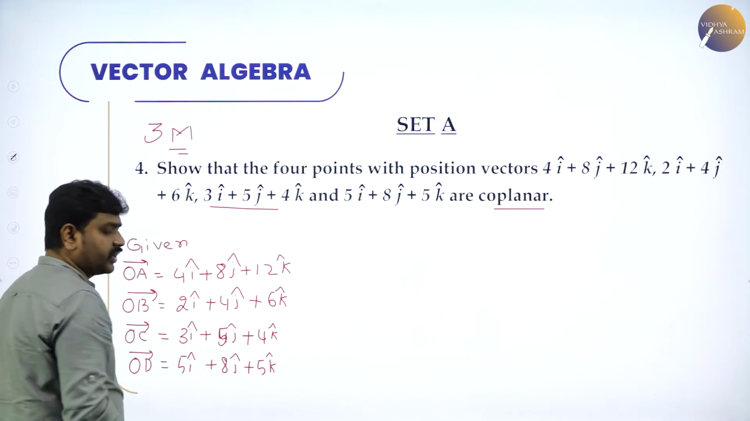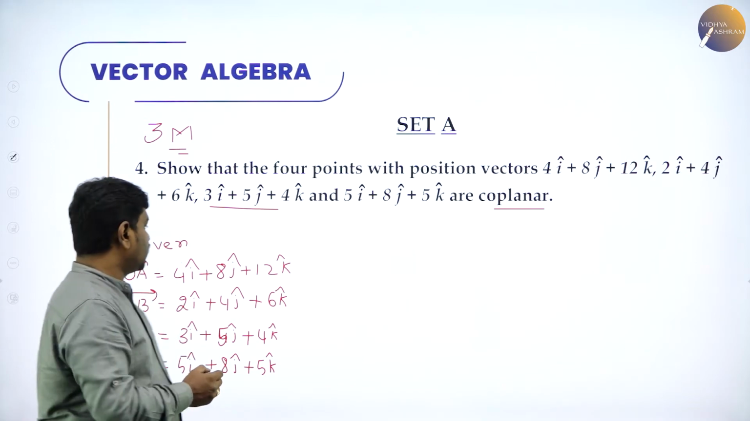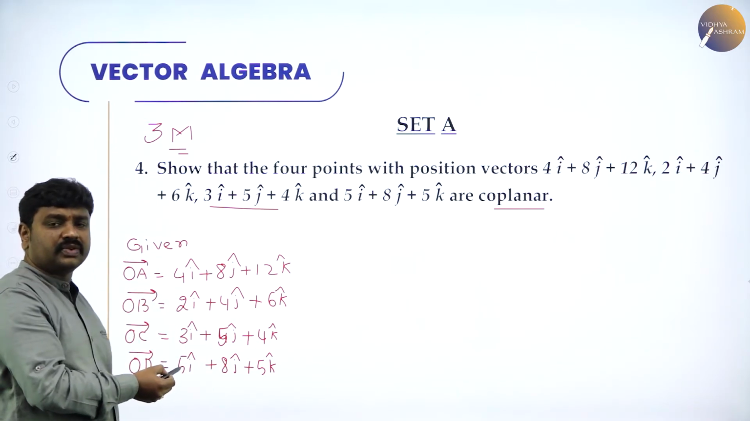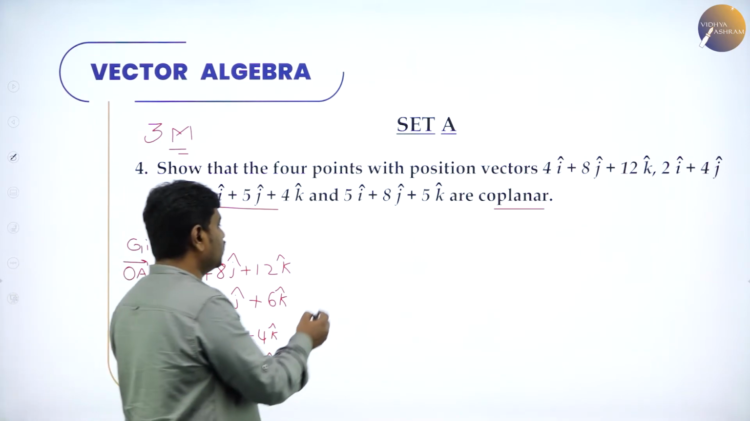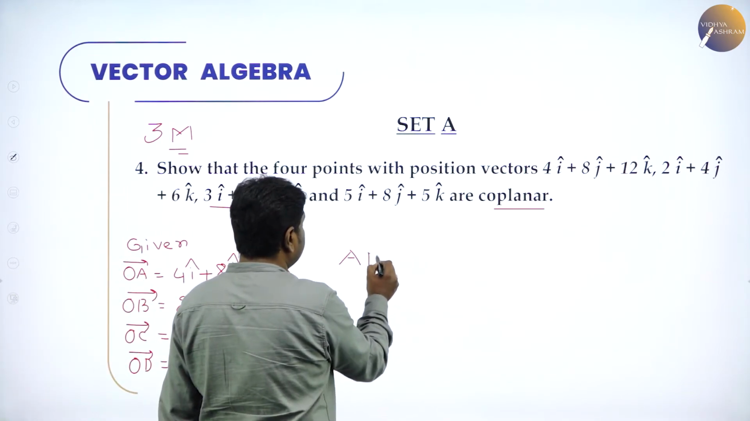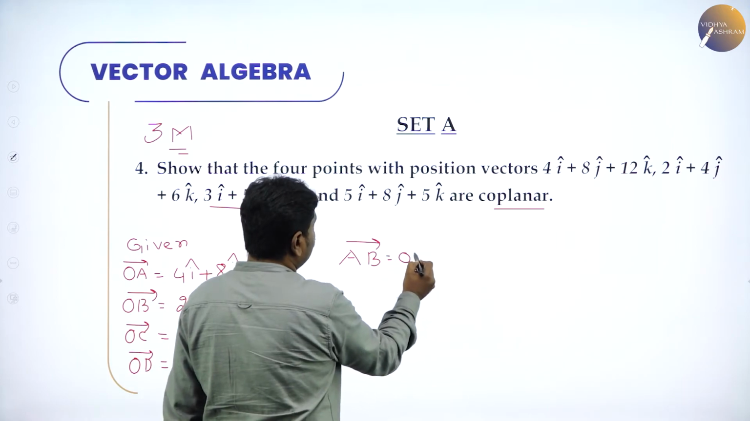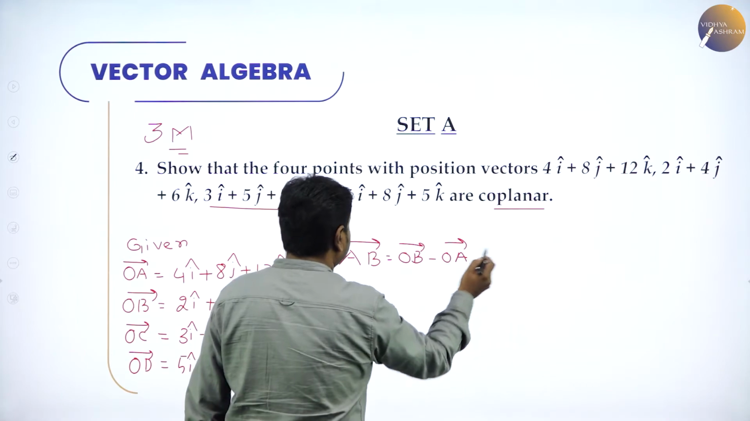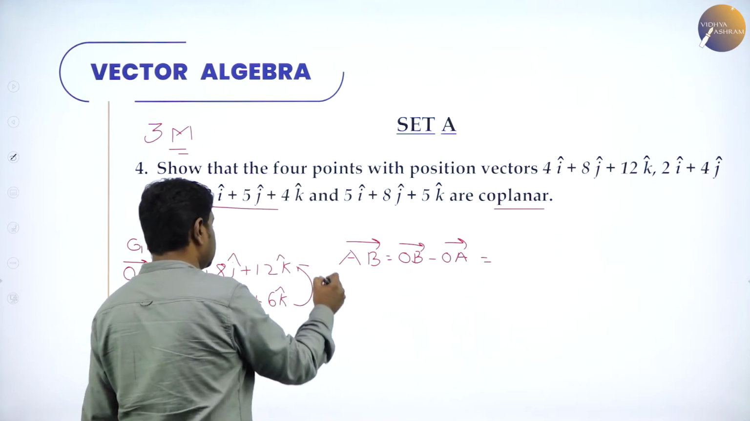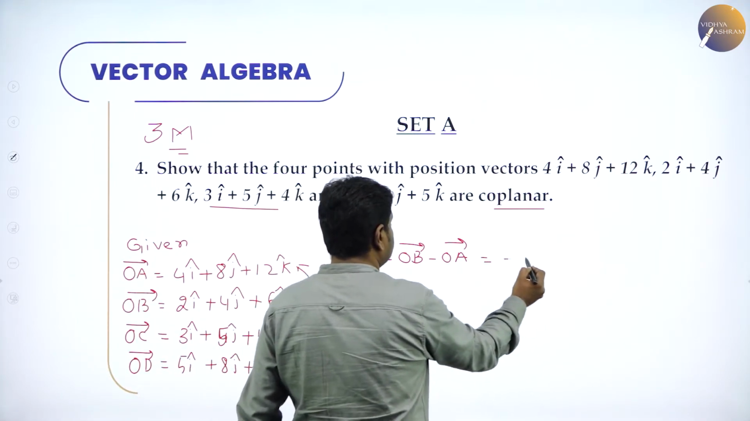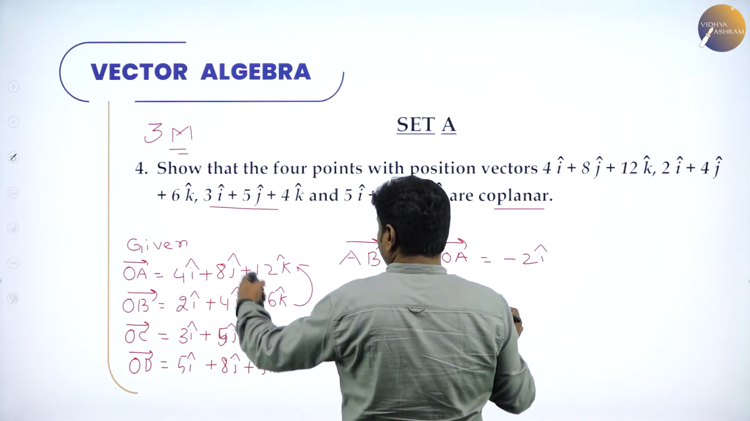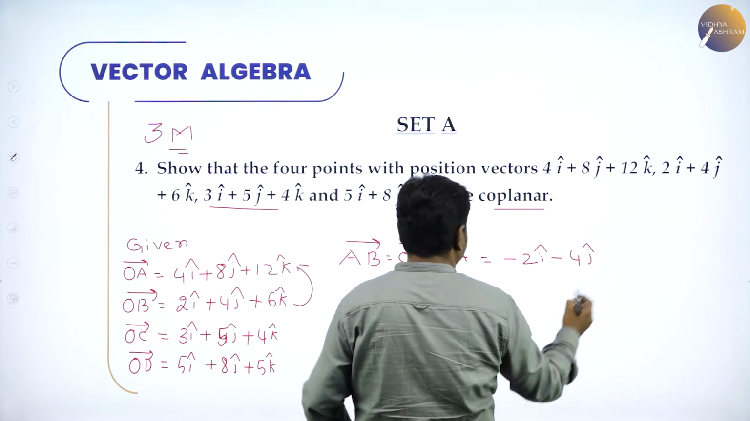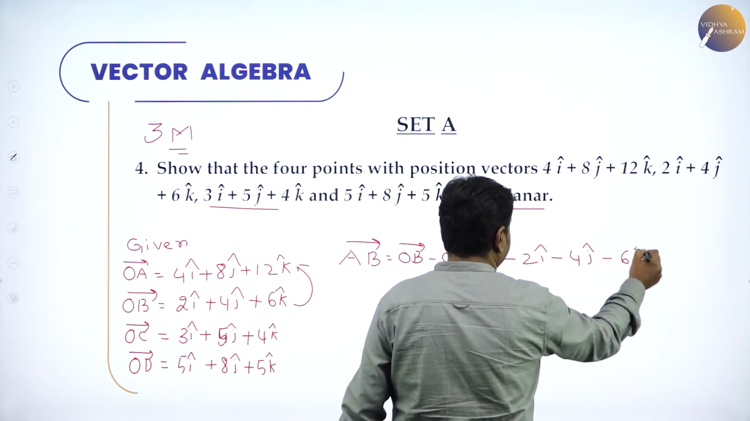Now your task is to find co-initial vectors. They gave position vectors OA, OB, OC, OD. Position vector means vector drawn from origin to the given point. Now create co-initial vectors. Co-initial vector AB. What is AB? OB minus OA. Subtract OB and OA. This minus this. So 2 minus 4 is minus 2i. And 4 minus 8 is minus 4j. And 6 minus 12 is minus 6k cap.